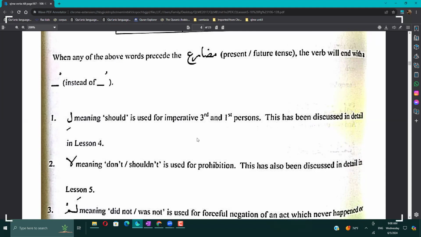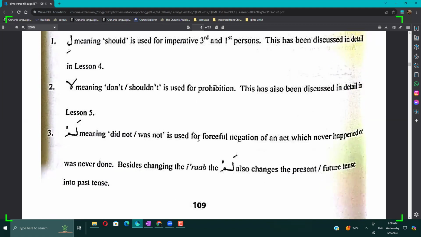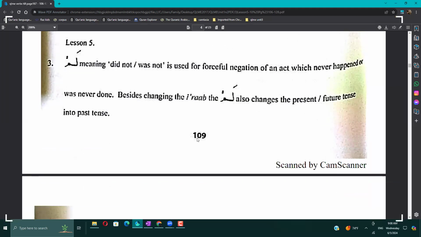Li meaning should is used for imperative, third and first persons. This has been discussed in detail in lesson 4, right? And la meaning don't or should not is used for prohibition. This also has been discussed in detail in lesson 5. Lam meaning did not or was not is used for forceful negation, okay? And of an act which never happened or was never done. Besides changing the i'rab, the lam also changes the present or future tense into past tense, okay?